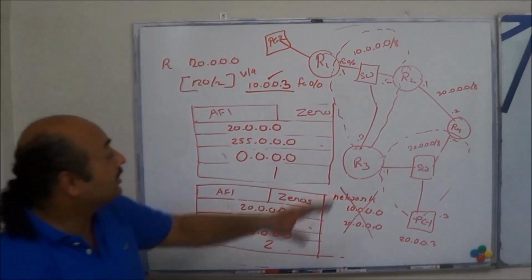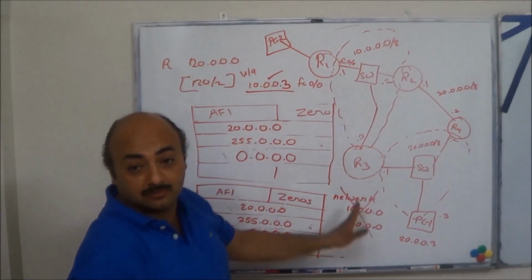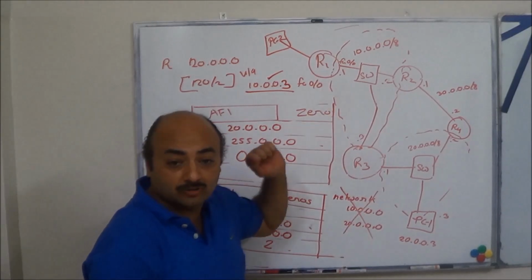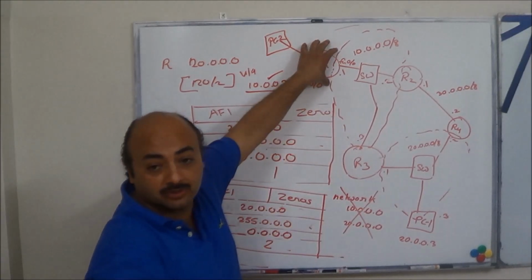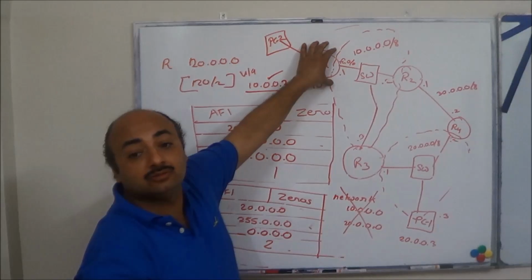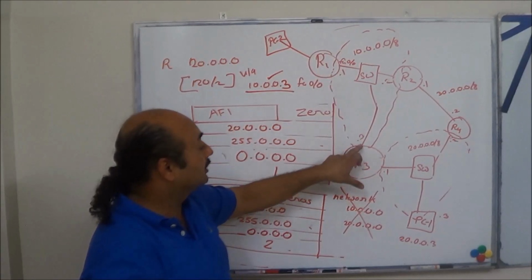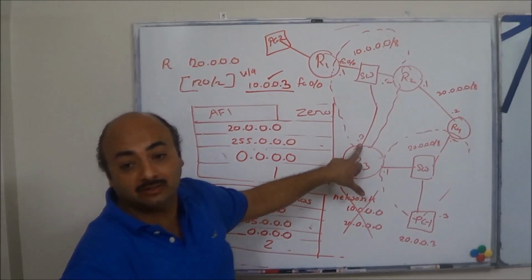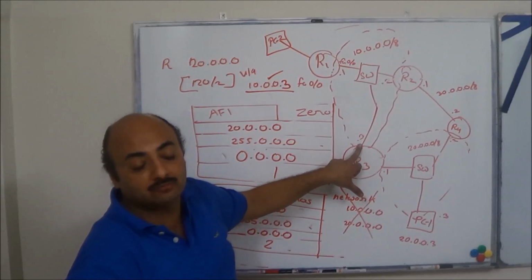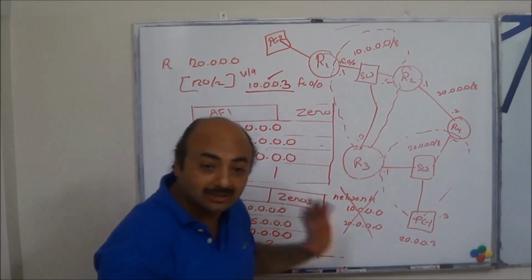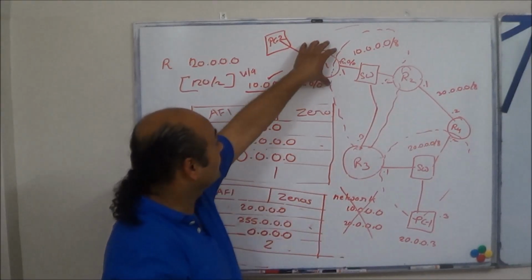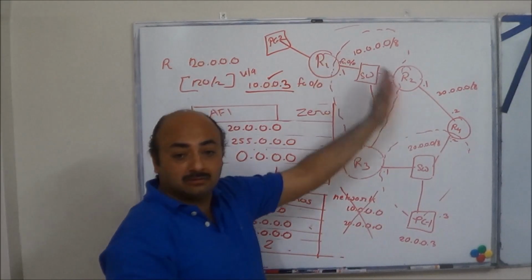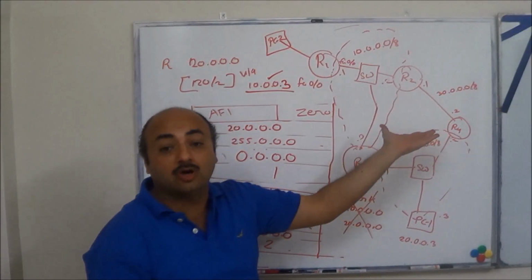So we are not learning this information from RIP. Are we learning this information via RIP? No. We are just configuring something on R1 saying that please use next hop as 10.0.0.3 for any packets for 20 network. Let me repeat again. The best path is this, as of now, with a hop count of 2.